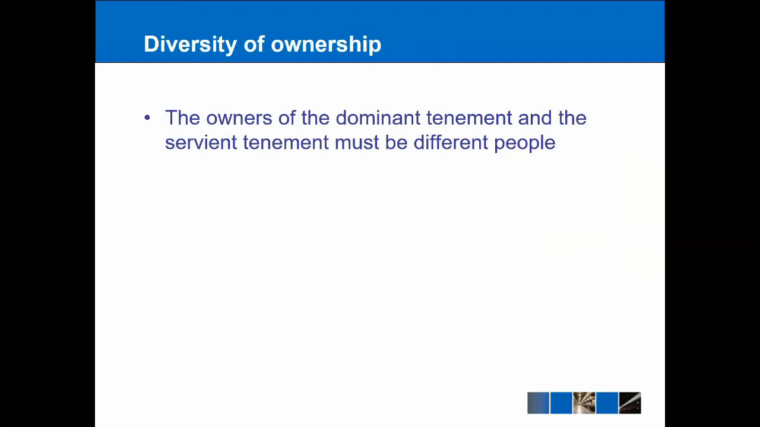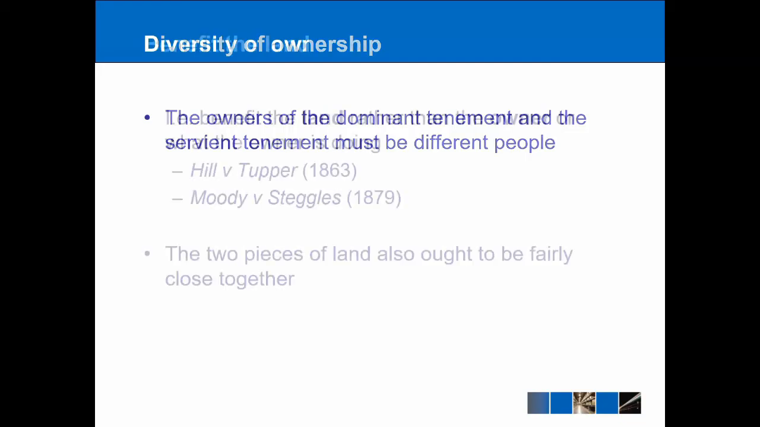Secondly, there has to be diversity of ownership. This is very simple, just the idea that the dominant tenement and the servient tenement, which we saw in the last slide, they have to be owned by two different people. It doesn't really work if it's just one person who owns all of that land, because obviously they don't really have a right of way. They're just travelling across their own property to get to the road. So yeah, diversity of ownership is the second aspect from Re Ellenborough Park.